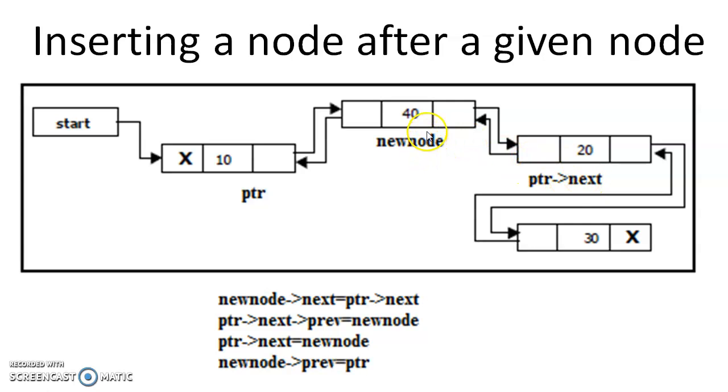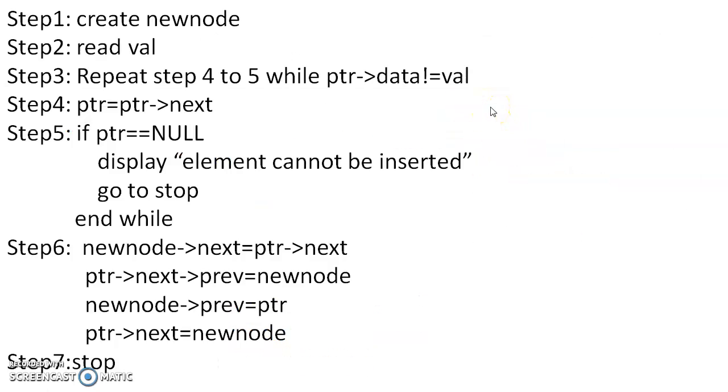Pointer of next of previous equal to new node. If this is the pointer of next, this link will be the pointer of next of previous. So that's why what are the two operations that we are performing? New node of next equal to pointer of next, and pointer of next of previous equal to new node. Then these two links are established. Pointer of next equal to new node and the new node of previous equal to pointer. These are the four operations that we are performing. In the after case, always you have to perform right side first.